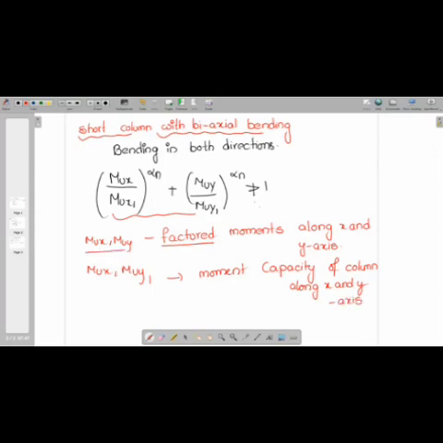X and Y axis. Sorry, students. So here MUX and MUY are what, sir? Factored moments along X and Y axis. MUX and MUY are the factored moments along X and Y axis of the column.